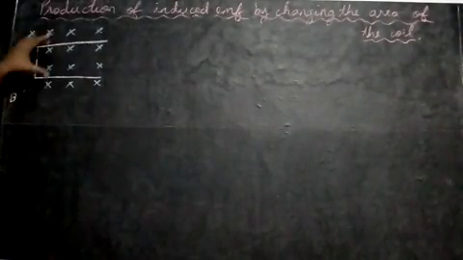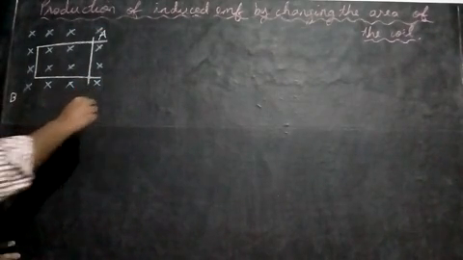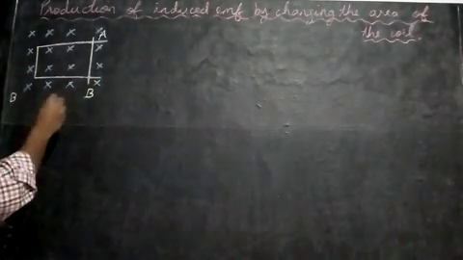Now let us see an equation for it: production of induced EMF by changing the area of the coil. So we have a coil here. This is a piece of wire, bent in this shape here, like a rectangle shape. This end is open. Now we take another wire here. Let us name this wire A, B. This part is B.